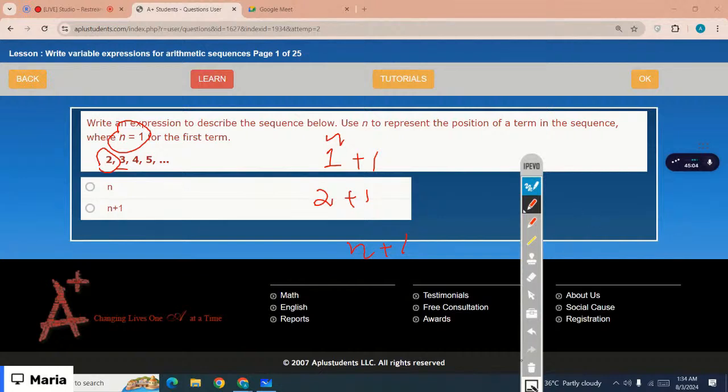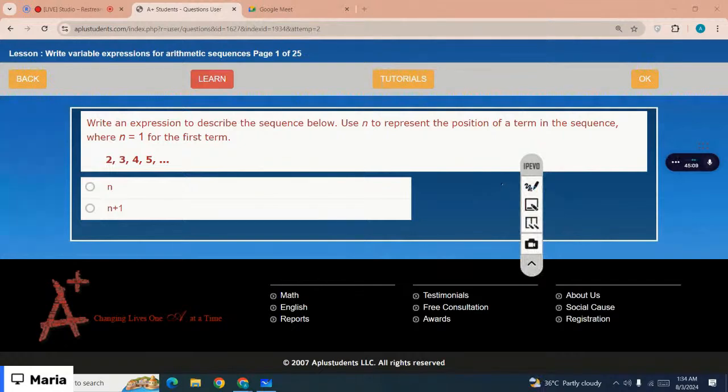Okay, let's just move on to the next one. So for this one, the correct option is n plus 1. Option number 2 is the correct option.